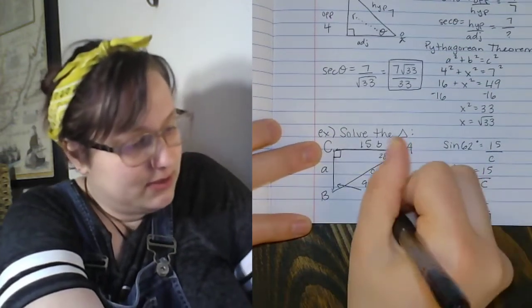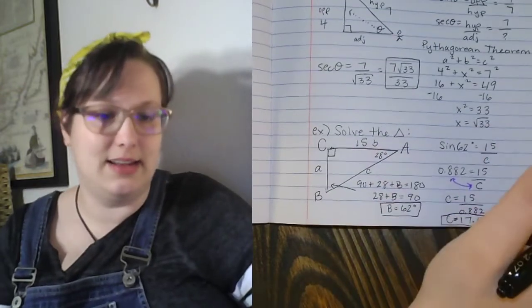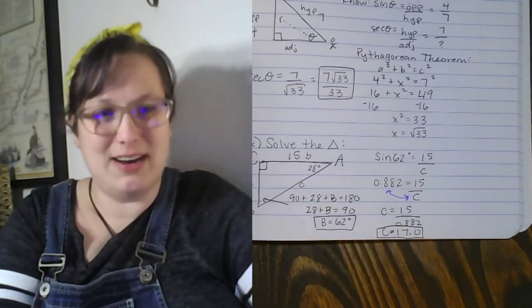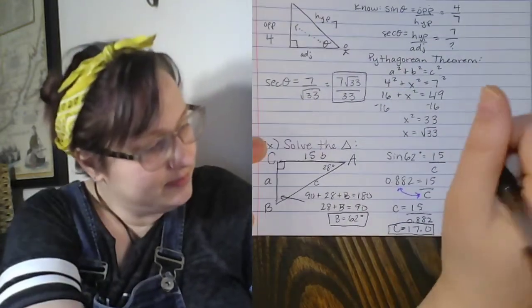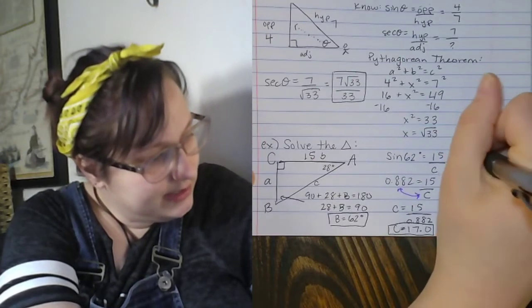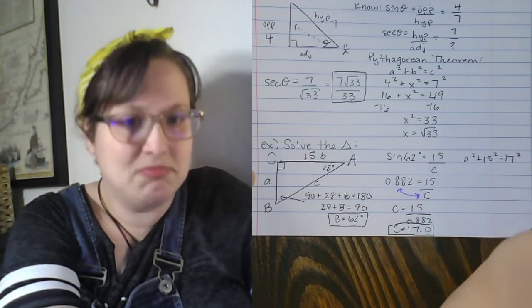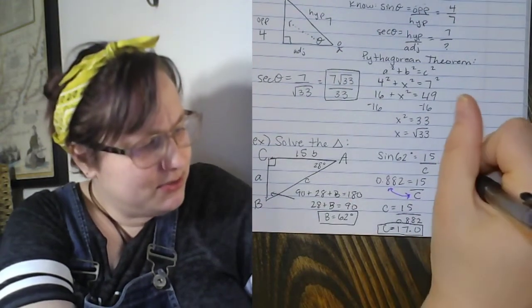Okay, so far I know all the angles. I know little c, I know little b, I just need little a. I could do another trig function, but why not just use Pythagorean Theorem? So I can do a squared plus 15 squared equals 17 squared. Pretty cool. 15 squared is 225.